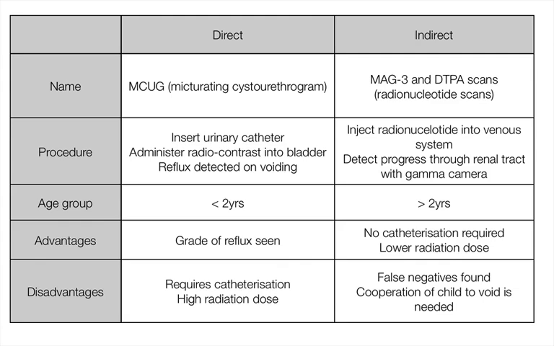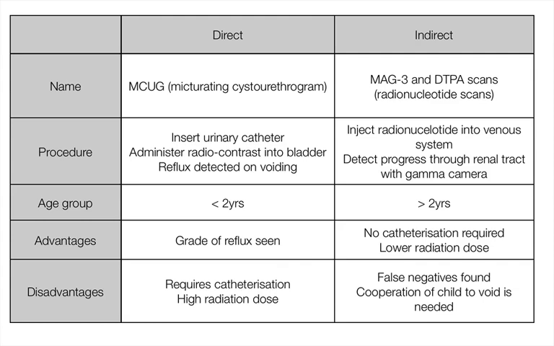So just quickly to mention the types of direct and indirect cystourethograms. The example of direct is an MCUG, which is a micturating cystourethrogram. Basically, insert a urinary catheter, administer radiocontrast into the bladder, and look for reflux when the child voids. It's for under 2 years old, and they're useful for grading the reflux that's seen. However, it does obviously require the child being catheterized, and there is a high radiation dose.